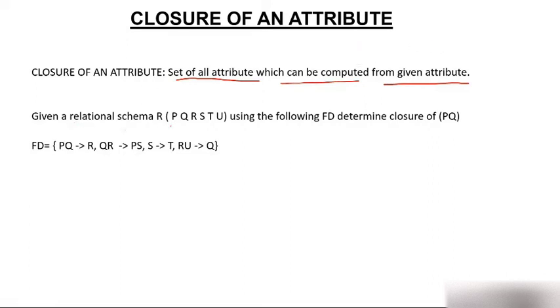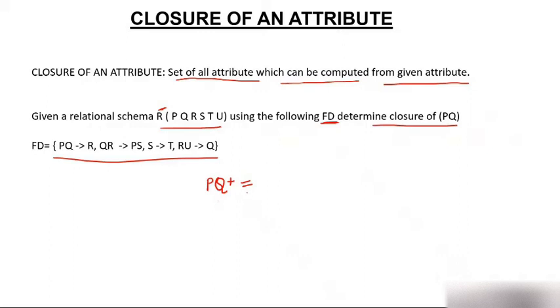Okay, so let's understand the question. The question is: given a relational schema PQRSTU, yes, there are 6 columns. The names of the columns are PQRSTU and the table name is R. Using the following functional dependencies, which are given to you, determine the closure of PQ. So how to determine the closure of PQ? You write PQ and you write plus, on superscript or subscript, whatever you want.